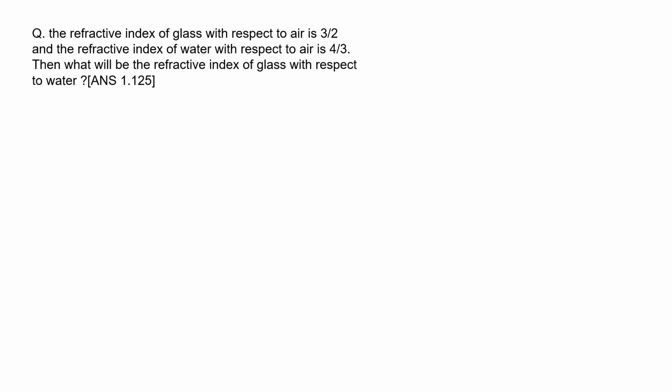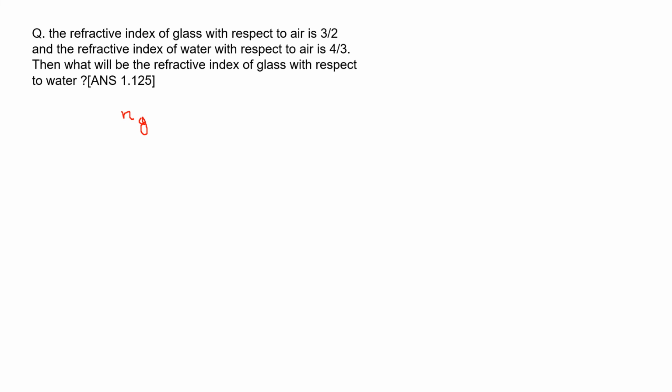Now the next question, the refractive index of glass with respect to air. Now see, the refractive index of glass with respect to air. Am I supposed to write air here? No, no need. The refractive index of glass with respect to air is nothing but the refractive index of glass, right? So you can just write Ng. You don't have to write air here, because this is the absolute refractive index, right?